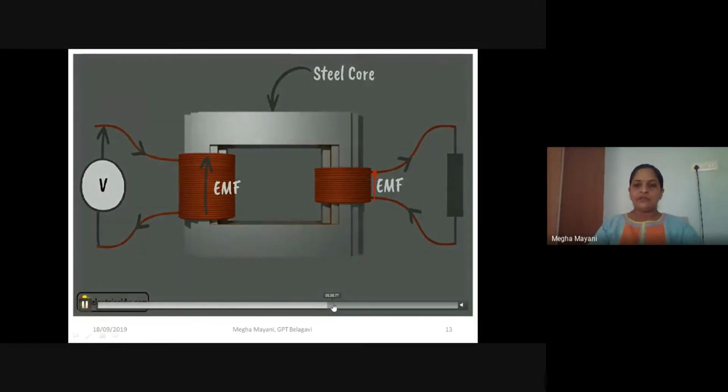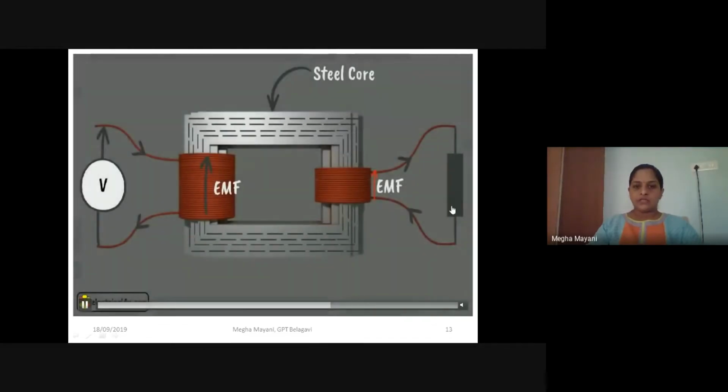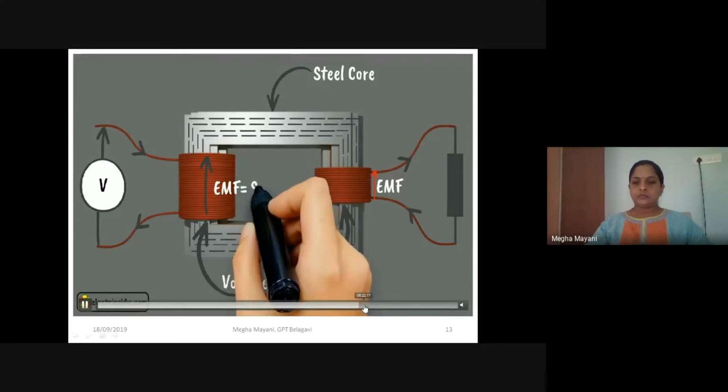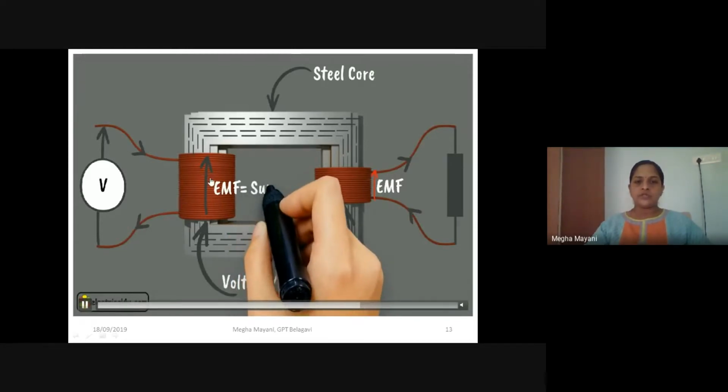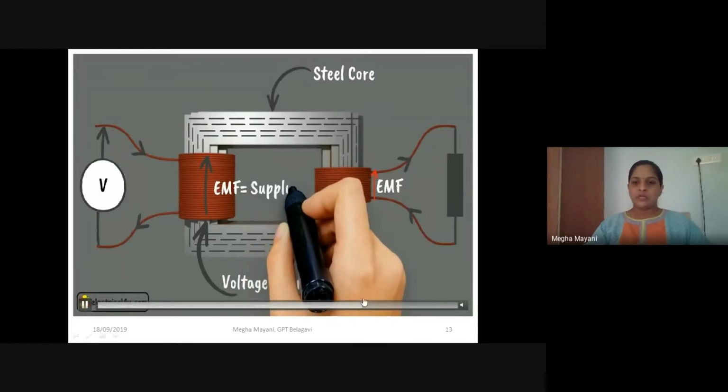Now if you have a setup like this, where a supply voltage is connected to the primary winding and you have a load across the secondary winding, then the rate of change of flux, if phi represents the magnetic flux, you can write as d phi by dt. Now, the EMF induced, or EMF available at the first coil, is exactly equal to the supplied voltage.